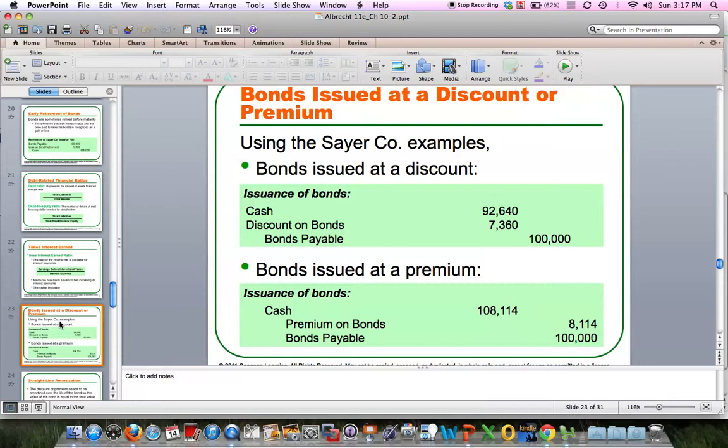Then we have bonds issued at a premium. Even though my bond payable is $100,000, and that's what I'll have to pay back, in this example I received more than that. I received cash of $108,114, but I only have to pay back the $100,000.